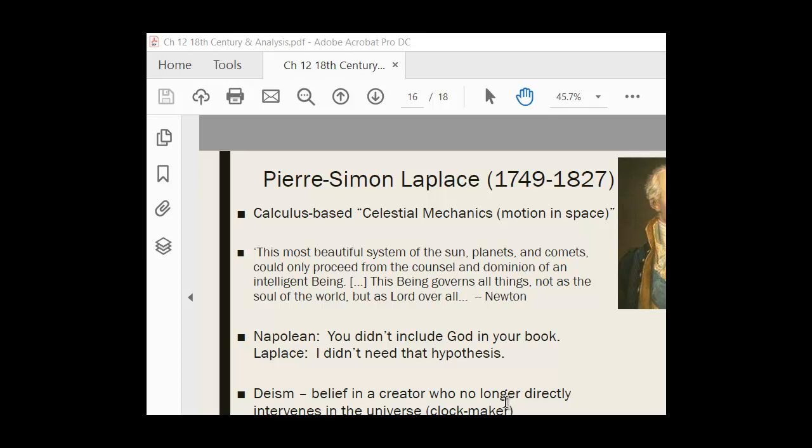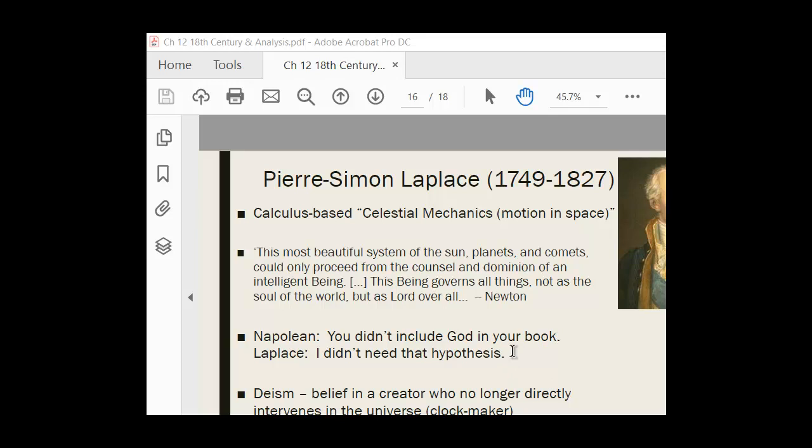Laplace was a deist. And so, unlike Newton, who wrote things about God all over his physics textbook, Laplace did not. Laplace and Napoleon Bonaparte were friends, and Napoleon, after glancing through Laplace's book, says, "You didn't include God in your book." And Laplace says, "I didn't need that hypothesis."